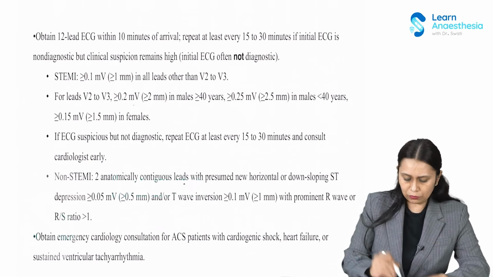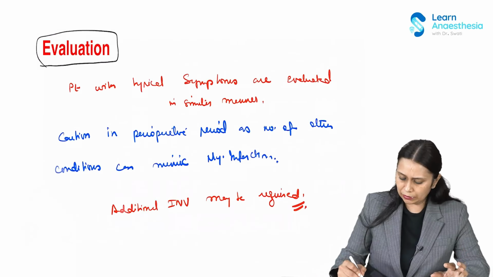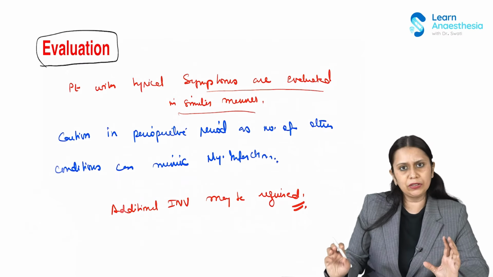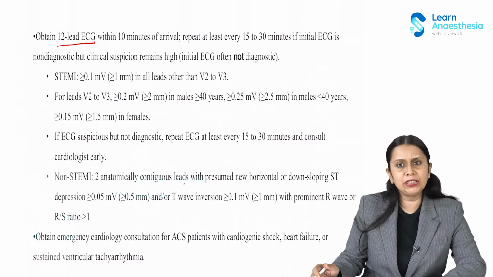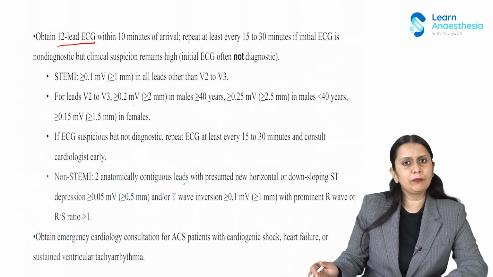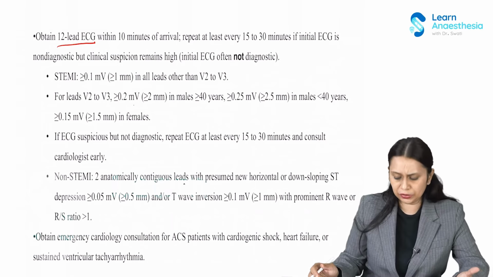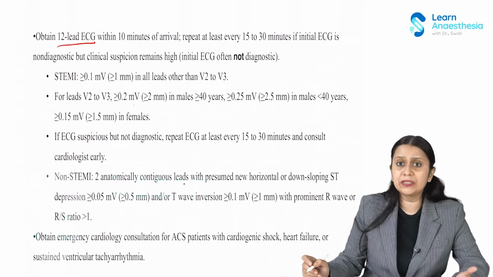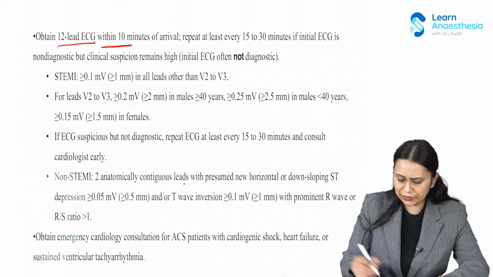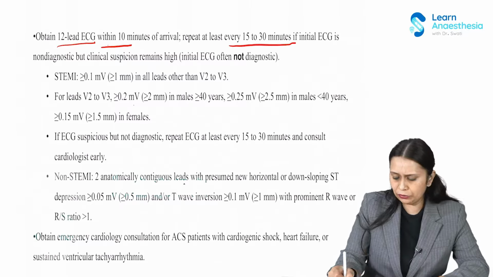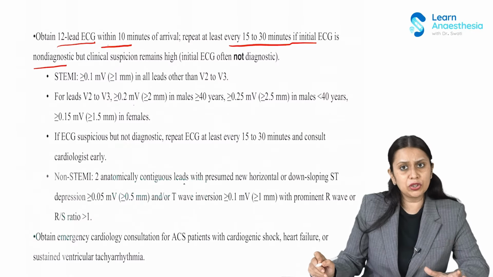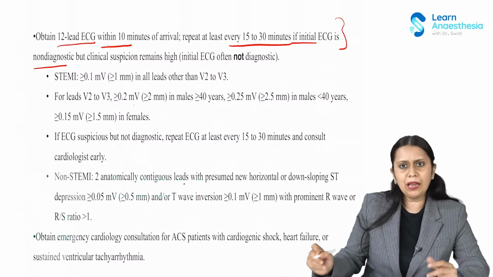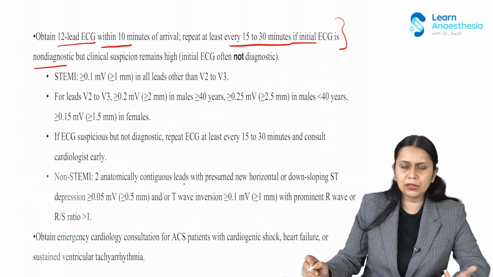Okay. So, what would be the routine way of evaluating a patient presenting with typical clinical features? We get a 12-lead ECG done immediately if the patient is complaining of chest pain or any kind of typical feature, any kind of discomfort. We repeat it every 15 to 30 minutes if the initial ECG is non-diagnostic but the clinical suspicion remains high. This is the same as we do in any patient presenting with typical clinical features of myocardial ischemia and infarction.